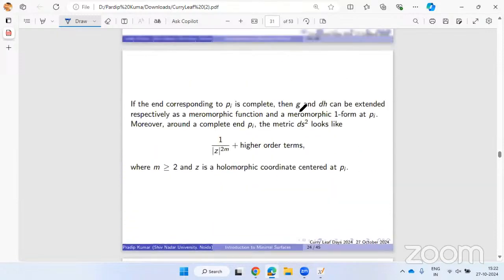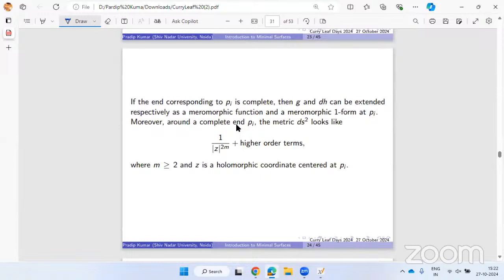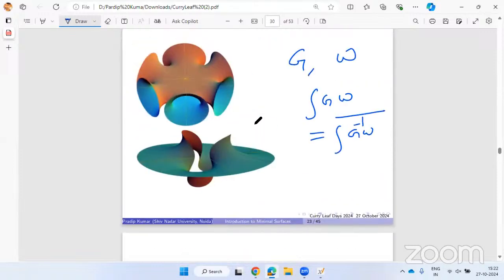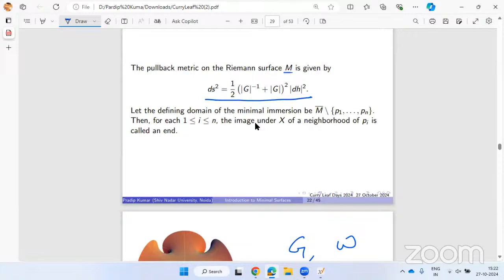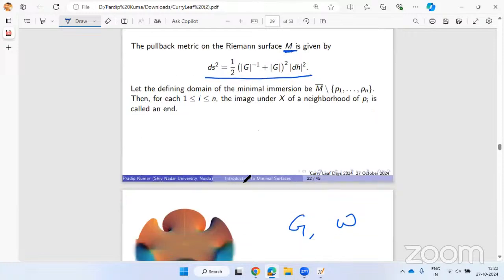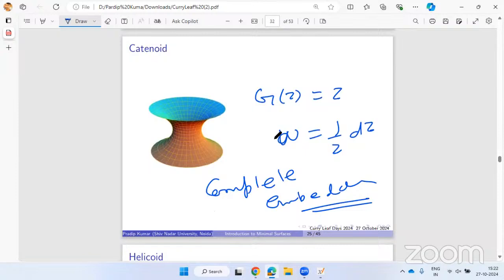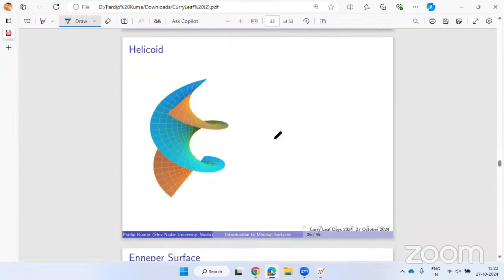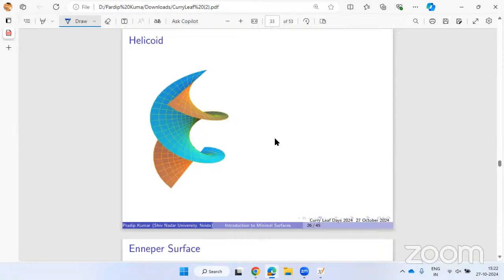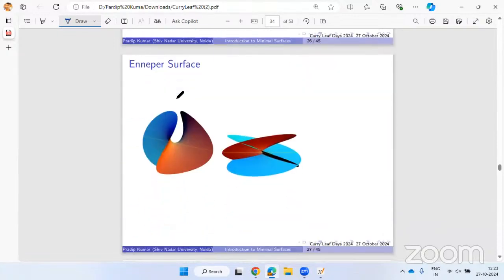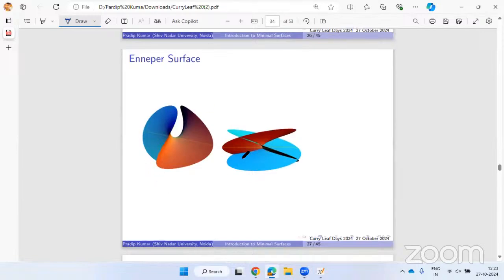If one wants to understand what completeness means, it means the pullback metric is complete. This is the pullback metric on M. This pullback metric is complete. So this is your popular catenoid. This is your popular helicoid, and the Weierstrass data for this is again G(z) equals z and DH equals i by z dz. And then this is called the Enneper surface. Here also one can write down the Weierstrass data.